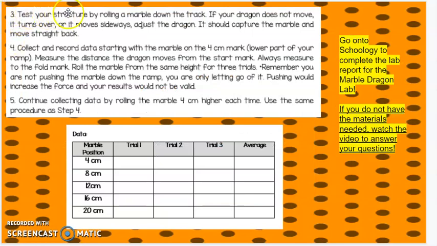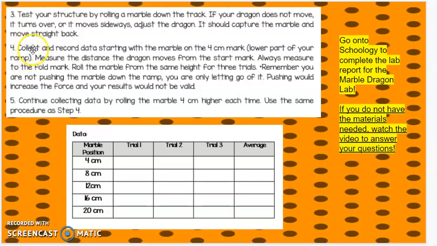Number 3, test your structure by rolling a marble down the track. This is the groove of your ruler. If your dragon does not move, it turns over, or it moves sideways, adjust the dragon. It should capture the marble and move straight back.